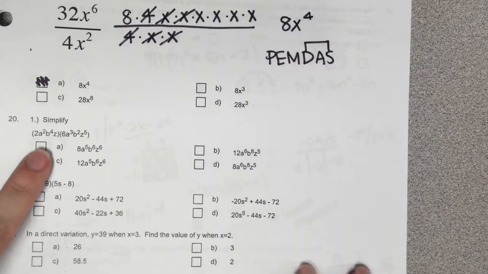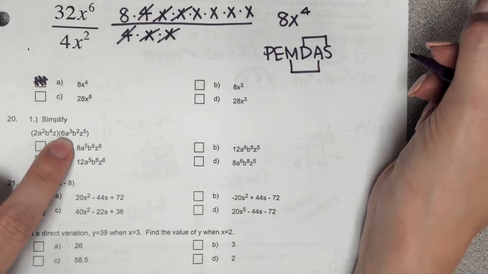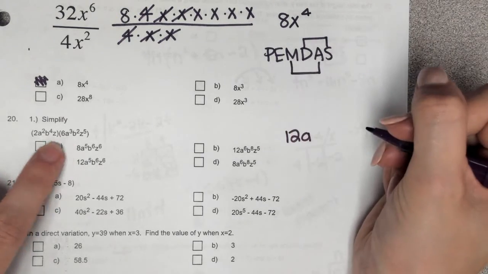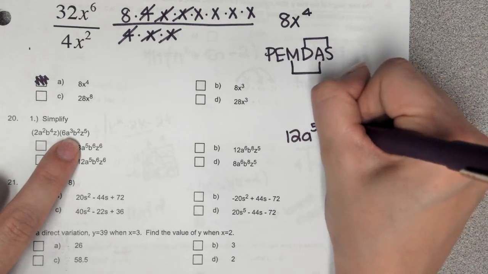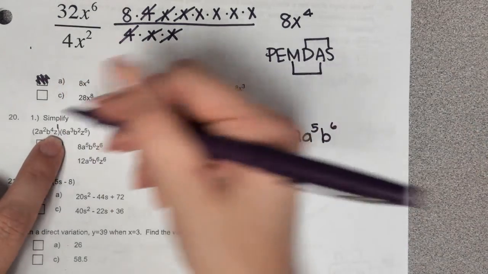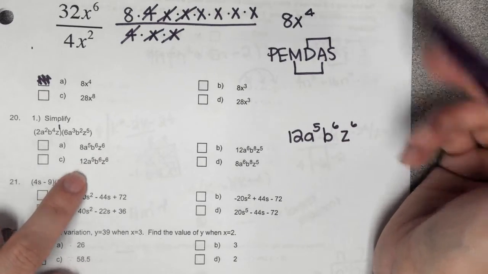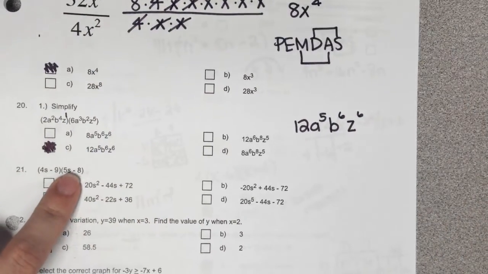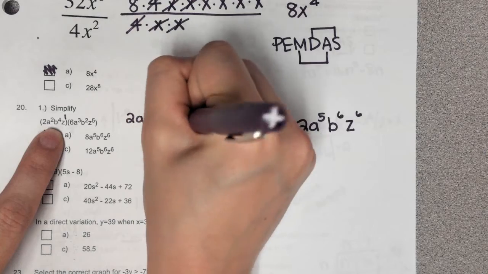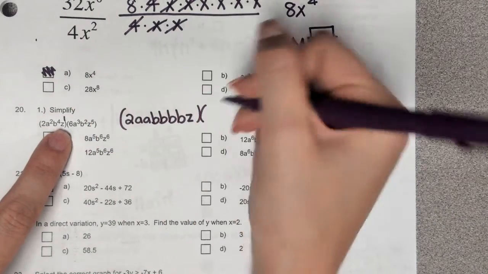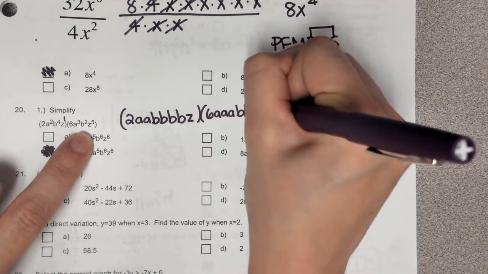Okay, now we're simplifying monomials. When you multiply, you add the exponents. 2 times 6, those are normal numbers, that gives you 12. A, 2 and 3 gives you 5 A's. B's, 4 and 2 gives you 6 B's. Z's, this is a 1 right here and a 5, so Z to the 6th. So 12, A to the 5th, B to the 6th, Z to the 6th. And you could expand it out. This means 2, A, B, B, B, B, Z, times 6, A, B, B, Z, Z, Z, Z, Z.